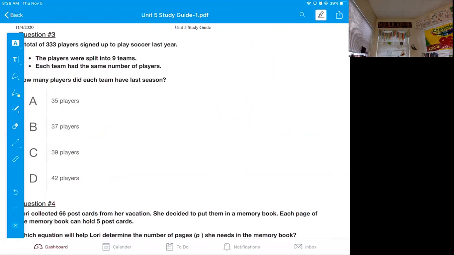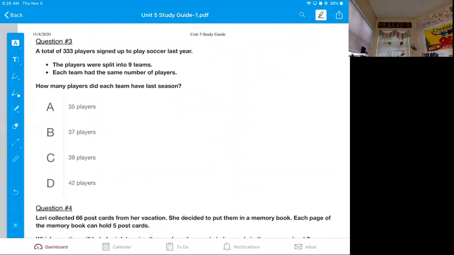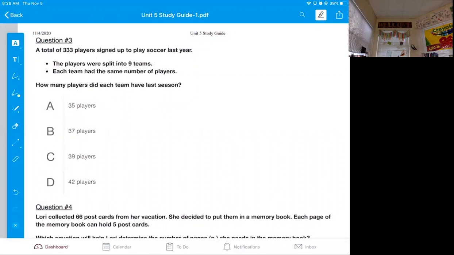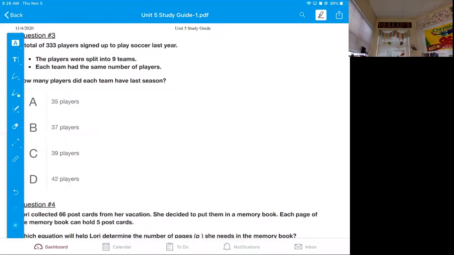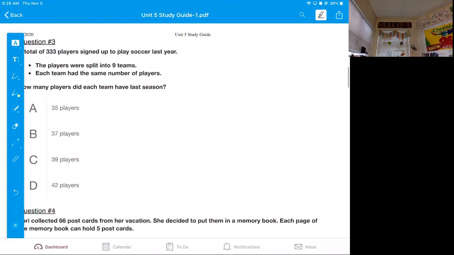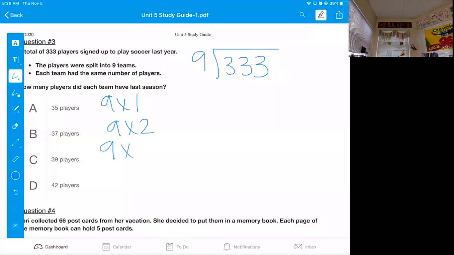All right. Number 3. A total of 333 players signed up to play soccer last year. The players were split into 9 teams. Each team had the same number of players. How many players did each team have last season? So somebody raise your hand and tell me what numbers I should divide. 333 divided by 9. So I need to write out my 9 facts if I don't have them memorized. And then I can use those to solve this problem.